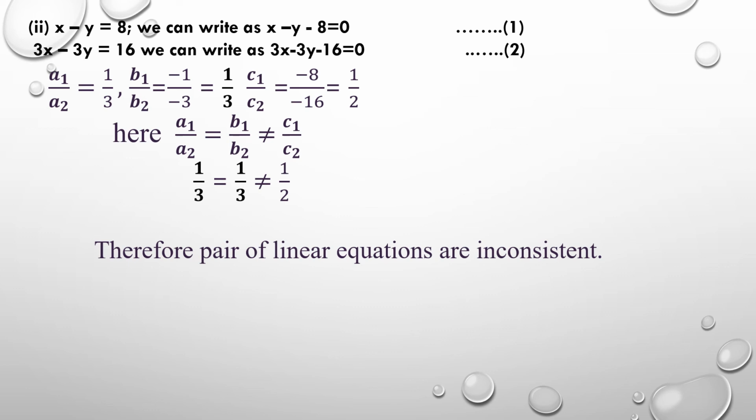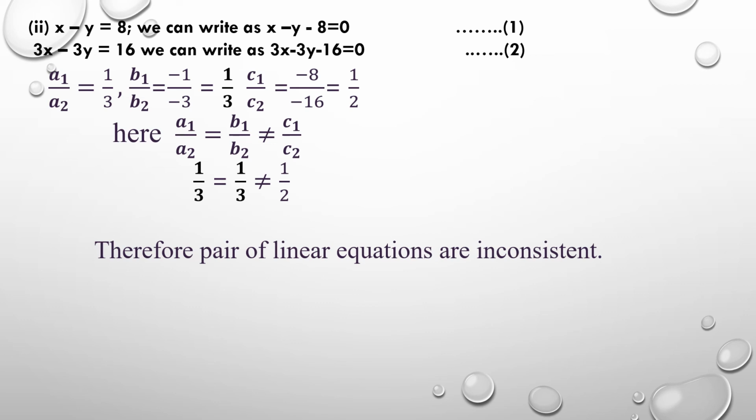So the a1 by a2 ratio is equal to 1 by 3. The ratio of b1 by b2 is equal to minus 1 by minus 3. On solving, it is also equal to 1 by 3. The ratio of c1 by c2 is equal to minus 8 by minus 16. On solving, it is equal to 1 by 2.